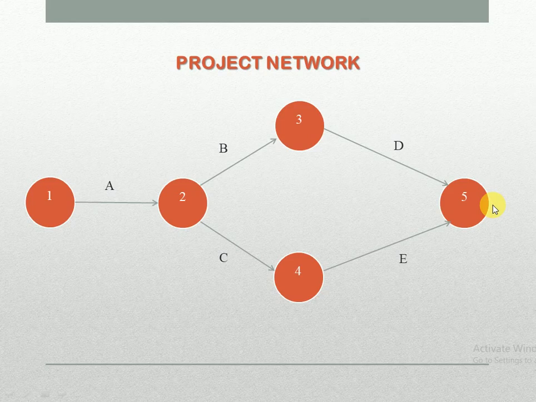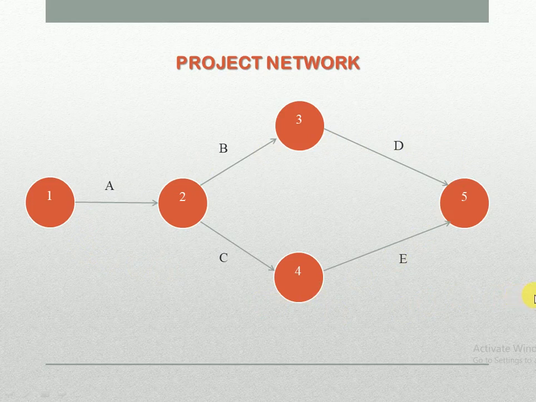Like, at node 1, activity A will be started and will be completed at node 2. This is a very basic diagram. There are various activities, and all activities have a name like A, B, C, D, and E. So here we have the 5 activities, and these activities are interrelated with each other and need to be executed in order to complete the project.